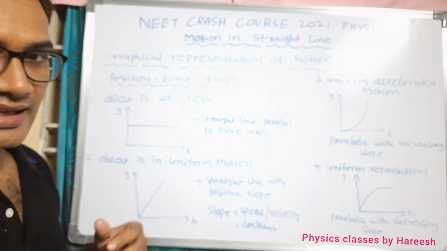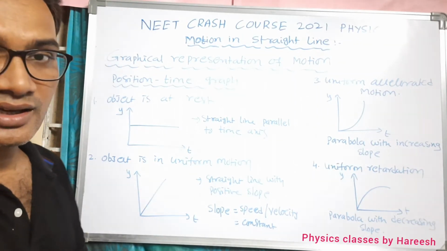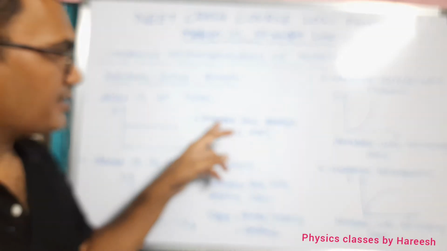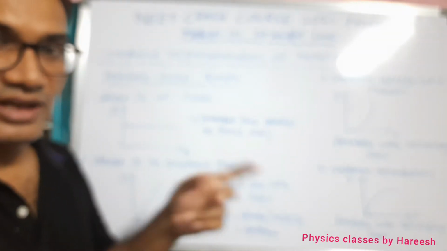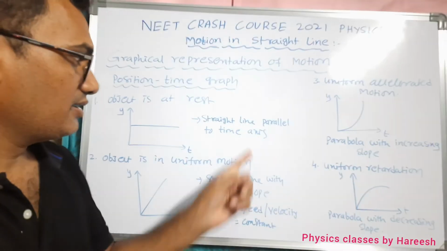If the object is at rest, the graph is a straight line parallel to the time axis. Here position does not change with respect to time. As time changes, position remains the same. So a straight line parallel to the time axis. If the object is at rest, the straight line is parallel to the time axis, that we can remember.